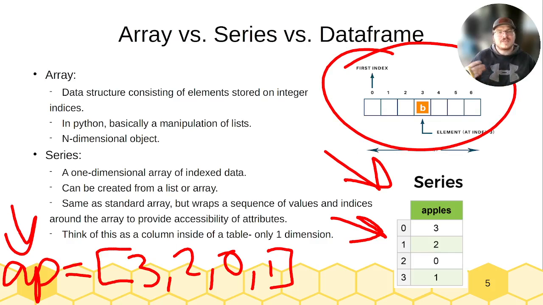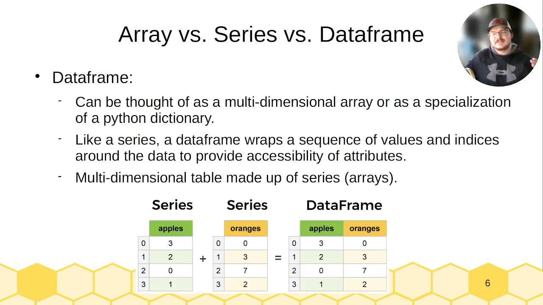Okay, so in this case, we can add that extra detail that our array would not allow us to. So if a series builds on the array and gives more data, then what do we expect a data frame to do? Well, a data frame basically takes series and adds them together. So think of a data frame as a multi-dimensional array and a series as a single one-dimensional array. Okay, so these are the exact same thing as our arrays and the exact same thing as our series, but just pasted together. So the data frame wraps these sequences of values and indices around the data to provide us accessibility to the attributes by giving them column names and row names and things that make more sense to us.